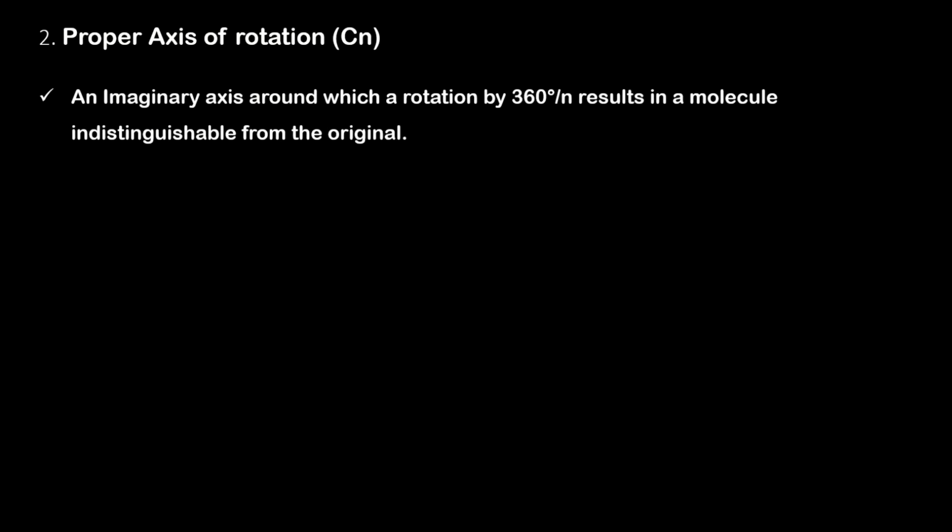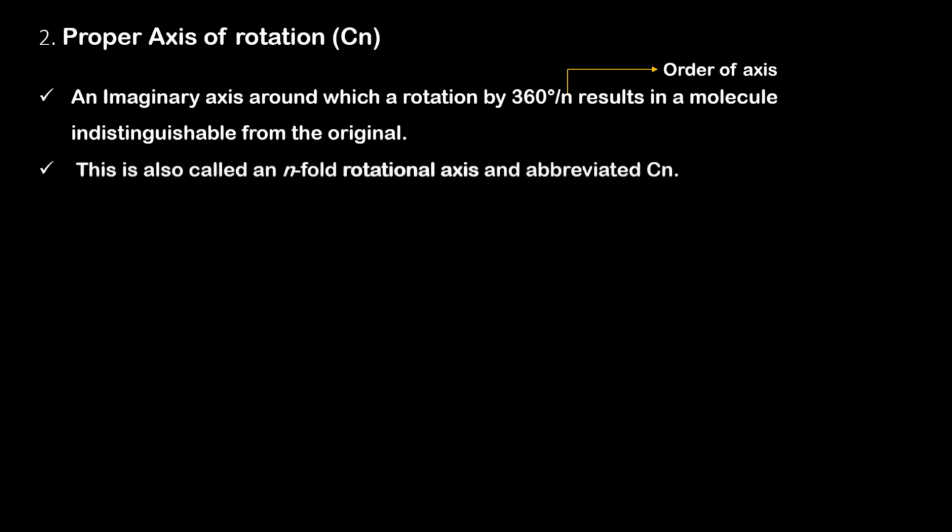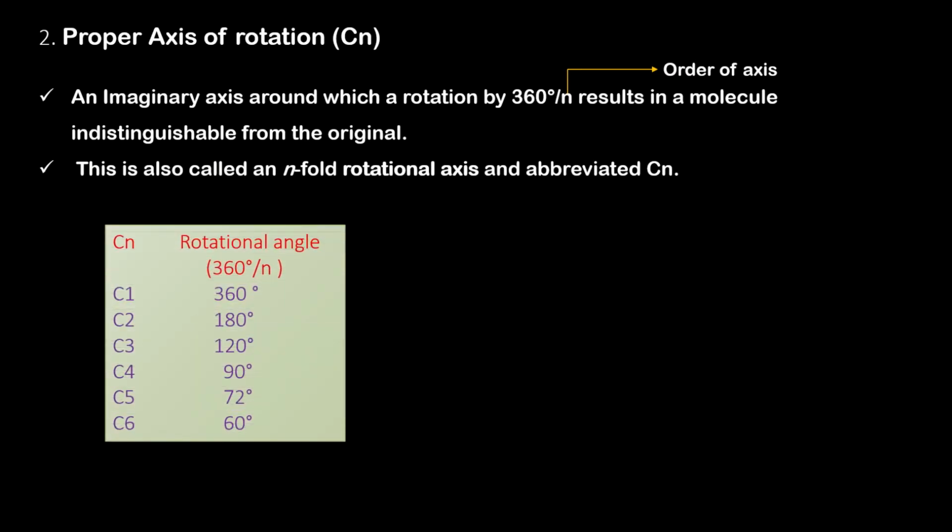Second, that is proper axis of rotation. It is abbreviated as Cn. It is an imaginary axis around which a rotation by 360 degrees divided by n results in a molecule indistinguishable from the original, where n means the order of the axis, which is an integer. This is also known as the n-fold rotational axis and abbreviated as Cn.